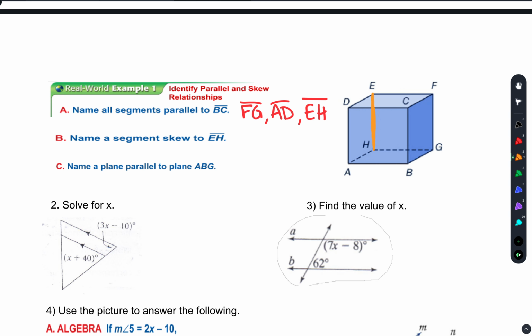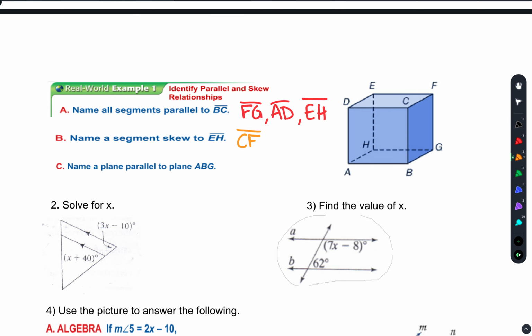Yeah? Perfect. That is a great example. CF. Notice they are not parallel, but they also are never going to intersect. I could use DC, I could use AB, BG. None of those are parallel and none of them intersect. Good?